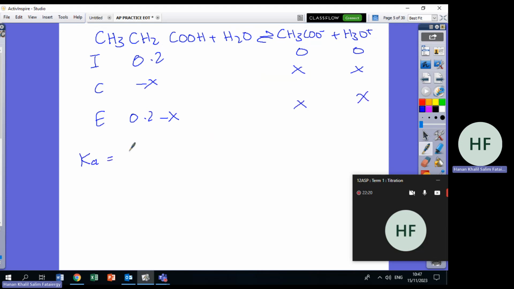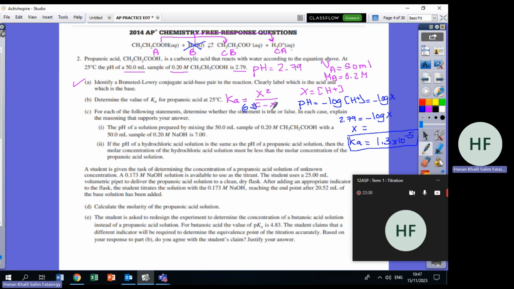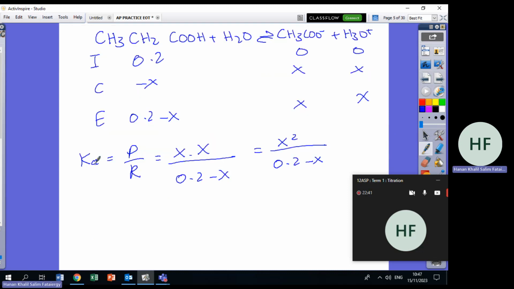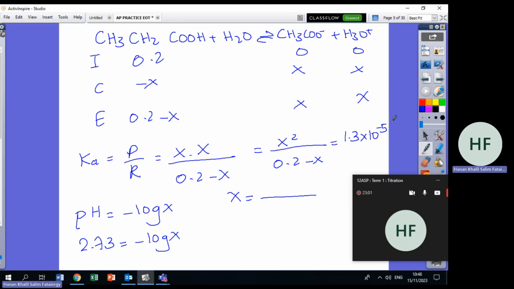Now the Ka is equal to products over reactants. The products are these, X times X. Reactants, 0.2 minus X, which is equal to X squared over 0.2 minus X. That's what I said for you here. You can say Ka equals X squared over C minus X. Now, in order to find Ka, I need to find X. I will find X from the pH equals minus log X. X is H plus, okay? So the pH is 2.79. This is equal to minus log X. I can solve for X, and then I can place it here. I will get Ka 1.3 times 10 to the minus 5.